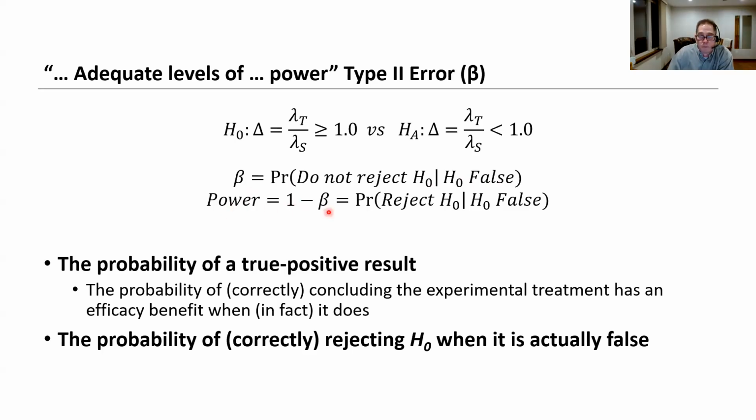Power is the other side of that. It's just 1 minus beta. This is the probability that you do reject the null hypothesis when it is false. So power is the probability, under the alternative hypothesis, that your treatment is actually working. This is the probability of a true positive result, the probability of correctly concluding that the experimental treatment has an efficacy benefit when in fact it truly does. So the results of your experiment line up with the truth. This is good. Also, it's the probability of correctly rejecting the null hypothesis when it is actually false, which is another way of saying roughly the same thing.